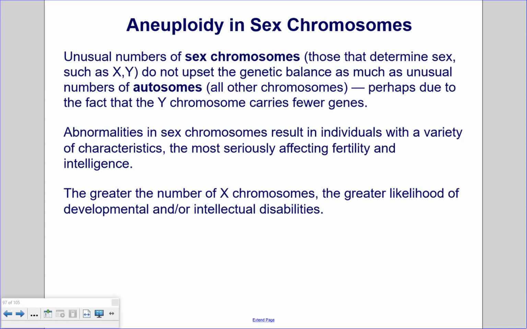Aneuploidy and sex chromosomes. Unusual numbers of sex chromosomes, those that determine sex such as X and Y, do not upset the genetic balance as much as unusual numbers of autosomes. That's all other chromosomes, and perhaps due to the fact that the Y chromosome carries fewer genes pertaining to males. Abnormalities in sex chromosomes result in individuals with a variety of characteristics, the most seriously affecting fertility and intelligence. The greater the number of X chromosomes, the greater likelihood of developmental and/or intellectual disabilities.